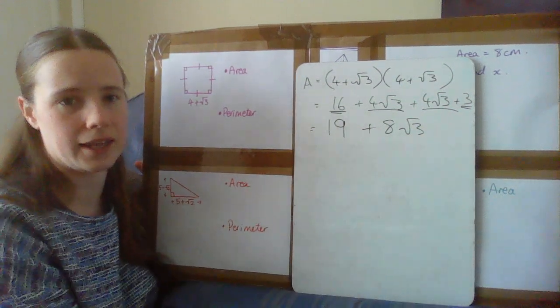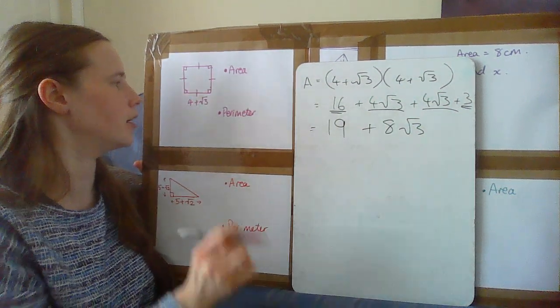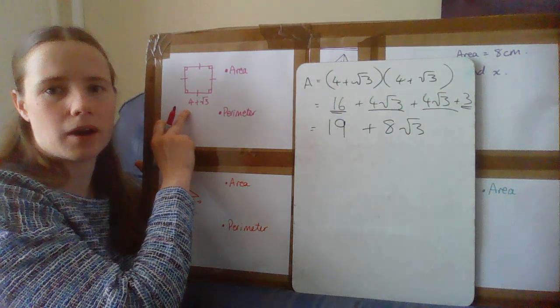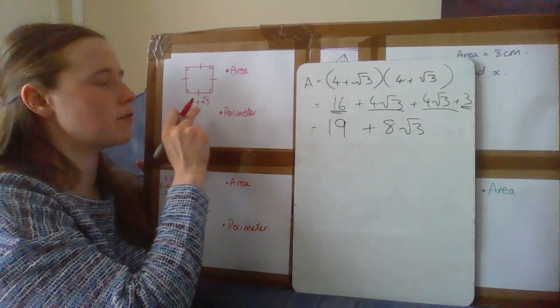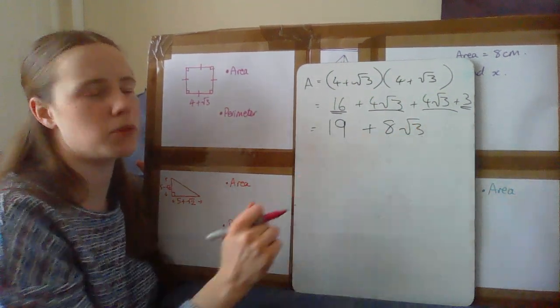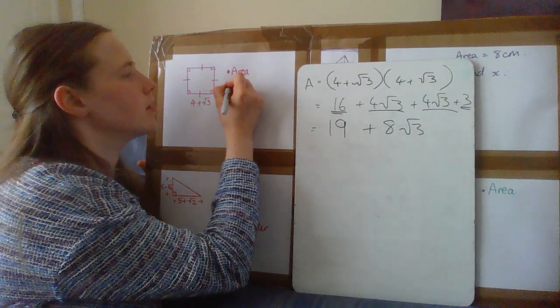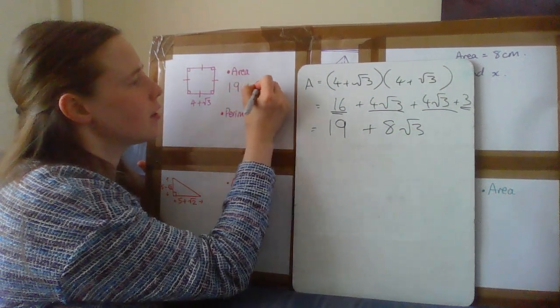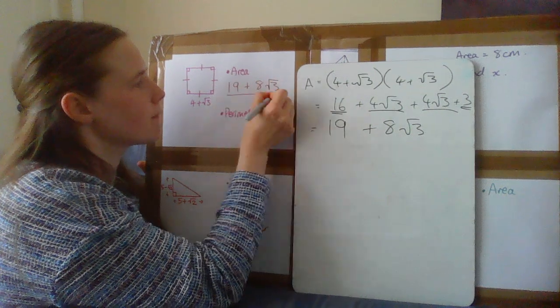I haven't been given any units in the length on the question, but you might have in the exam. So if they gave you any units in the question, make sure you put your units in the answer. So the area for this is 19 plus 8 root 3.